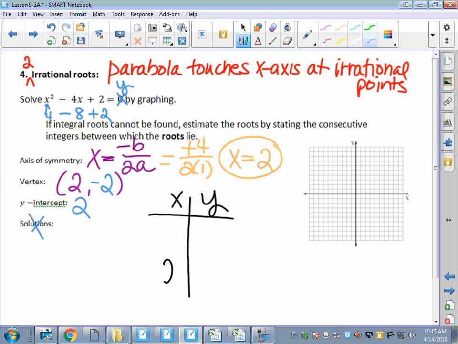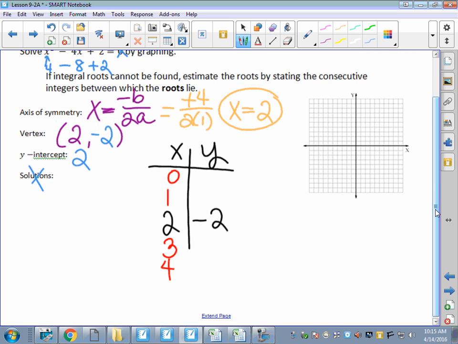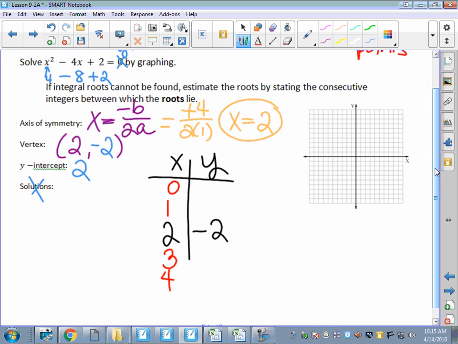I'm going to put my vertex, 2, -2, in the middle. I'm going to count down 2 and up 2. You can pick any numbers you want. That's the whole point of the domain being all reals. You can pick anything. I just like to have that symmetry.